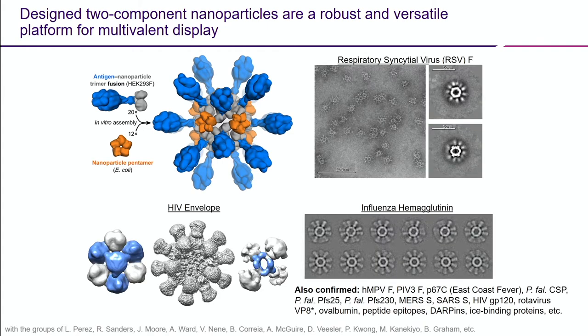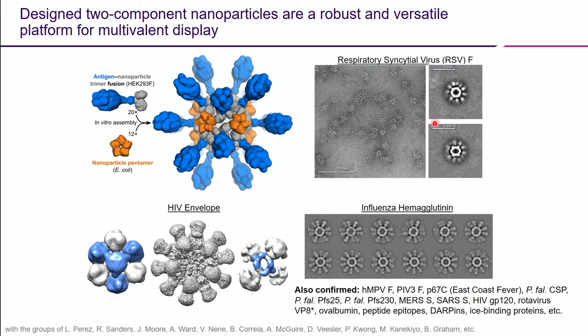So we've done this over the last few years with a number of different antigens. RSV F is here at the top right, influenza hemagglutinin, HIV envelope, and a long list of other antigens. This has all been collaborative work with a huge array of collaborators worldwide, which has been really, really fun working with everyone to push this forward.